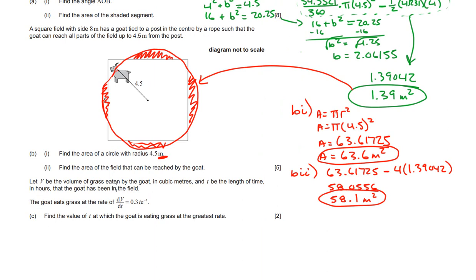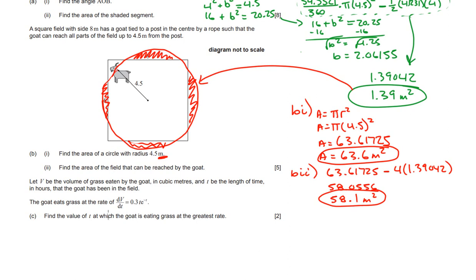Okay, and then part C. Let V be the volume of grass eaten by the goat in cubic meters, and t be the length of time in hours that the goat has been on the field. The goat eats the grass at the rate of dV over dt equals 0.3 t e to the negative t. Okay, so remember d is like our change in volume versus change in time, is this equation here. So find the value of t at which the goat is eating the grass at the greatest rate.